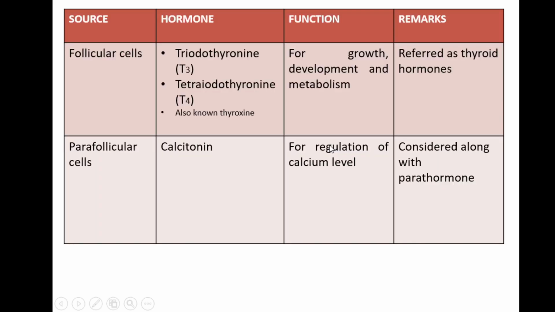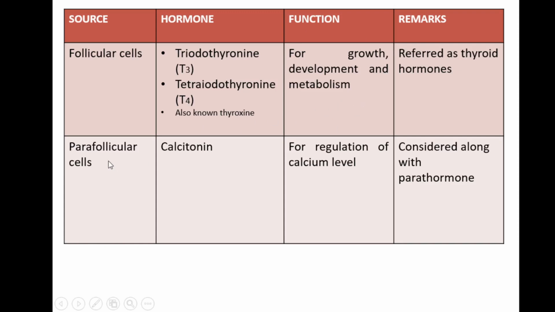Now we'll see about the thyroid hormones, the hormones which are released by the thyroid gland. There are three types of hormone which are released by the thyroid gland. So the follicular cell of the thyroid gland secretes hormones known as triiodothyronine, T3, and tetraiodothyronine, which is called T4. The tetraiodothyronine is also known as thyroxine. The role of T3 and T4 is very important for growth, development and metabolism.